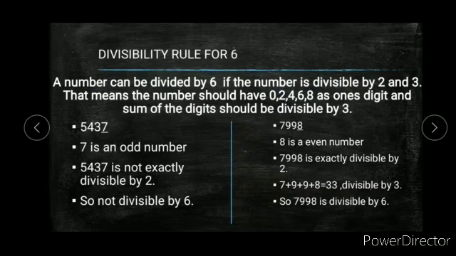So let us go for the next step. The next step is to check the divisibility by 3. So I have to add the digits of the number given. On adding the digits, I got the number 33. Yes, 33 is also divisible by 3. So as the number is divisible by 2 as well as 3, it is at last divisible by 6 also.